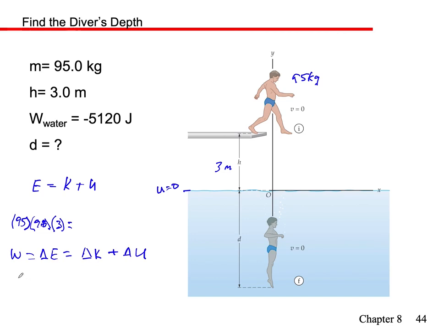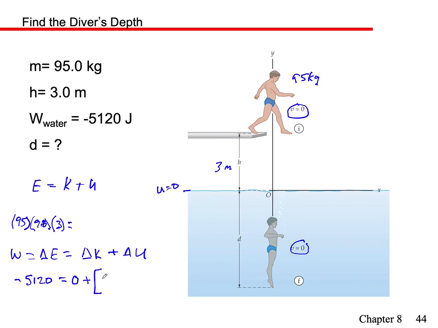In this case, the work done by the water is negative 520, and that's going to equal the change in kinetic. Well, interestingly enough, the initial and final kinetic energy are the same, so that's going to be 0, plus the change in the gravitational potential energy. Well, that's going to be the final minus the initial.